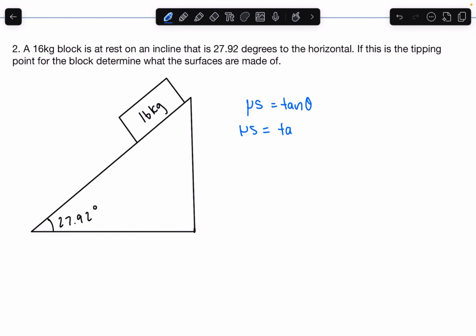So tan of 27.92 degrees, and that's equal to 0.53. And if we look on the reference table, this is copper on steel, which is our answer.